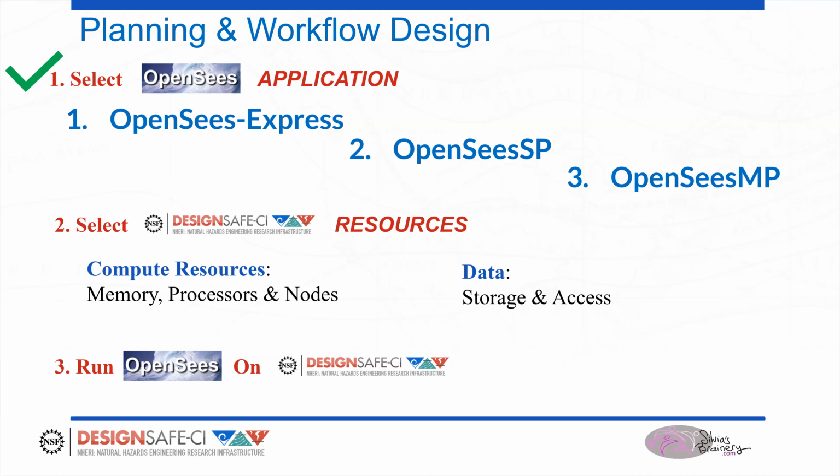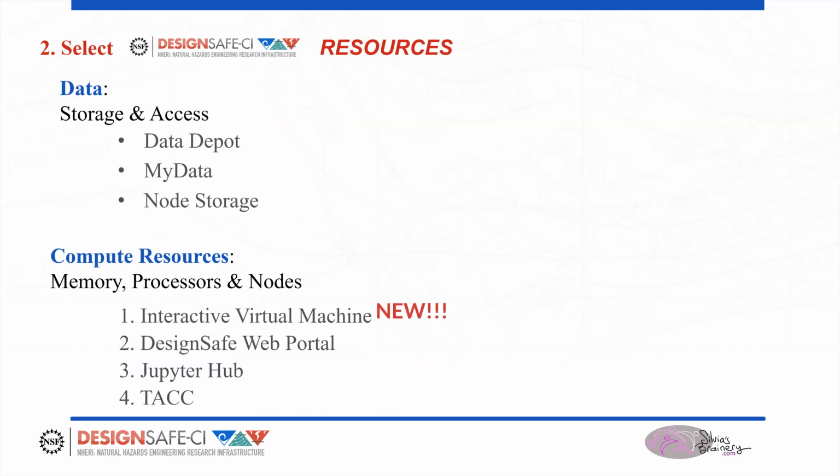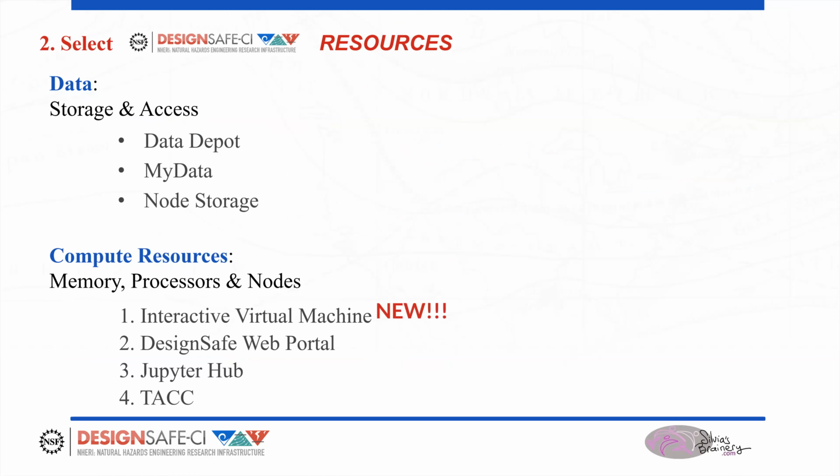Then the next step would be to select your resources on DesignSafe. One is to think about data storage, and so I want to bring that up as the different points to think about. And then looking at your resources, what are your different options for running OpenSees on DesignSafe itself?